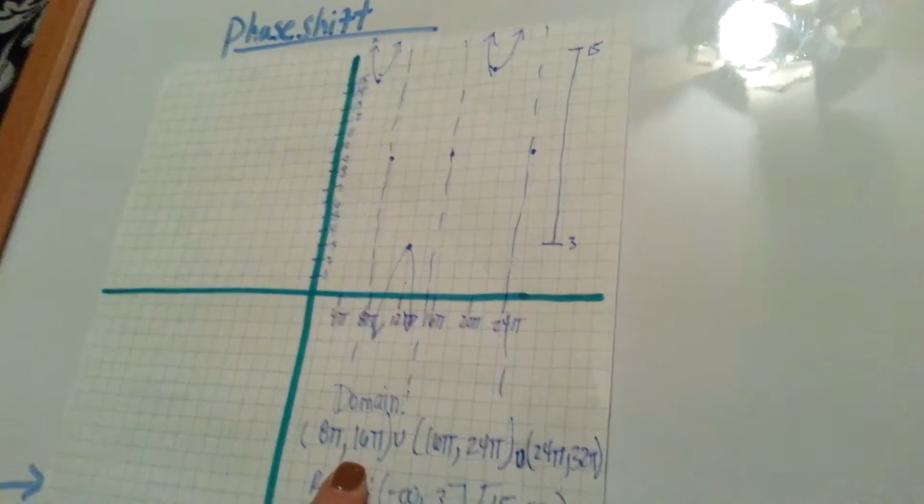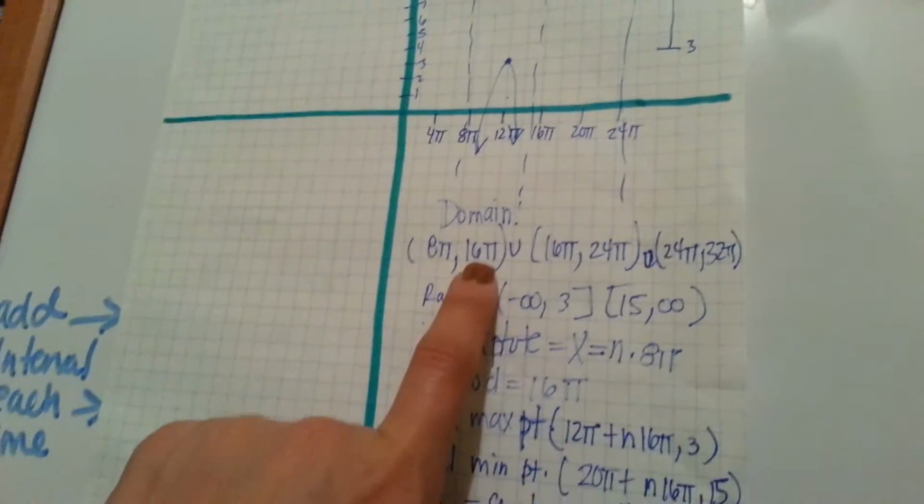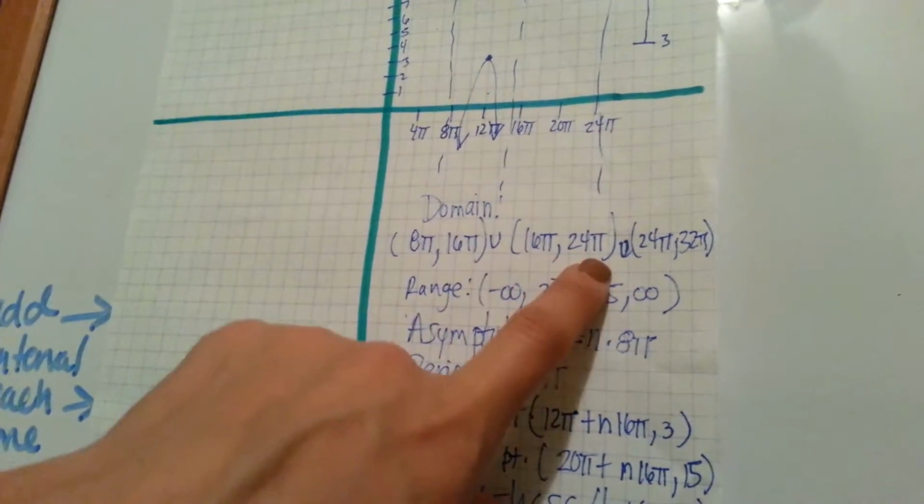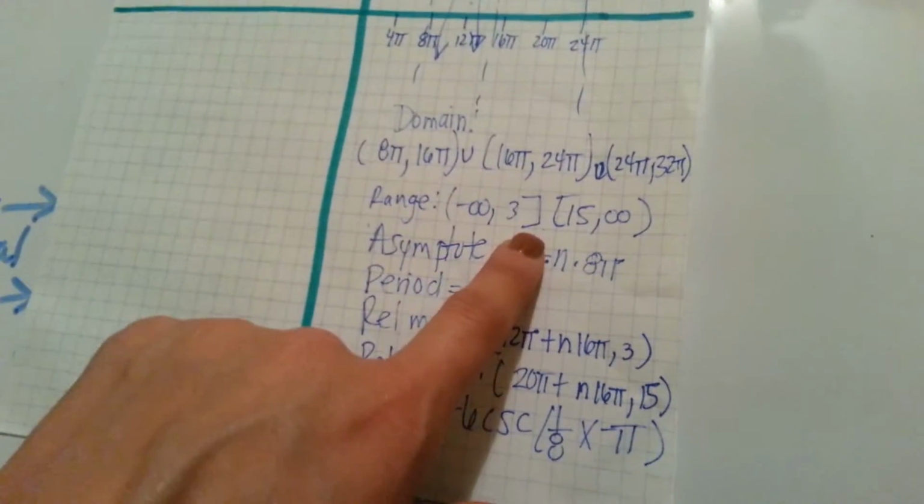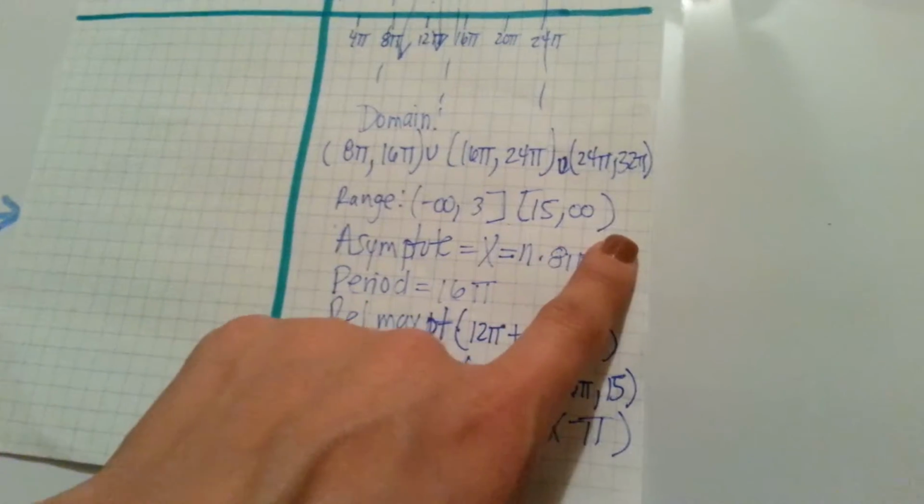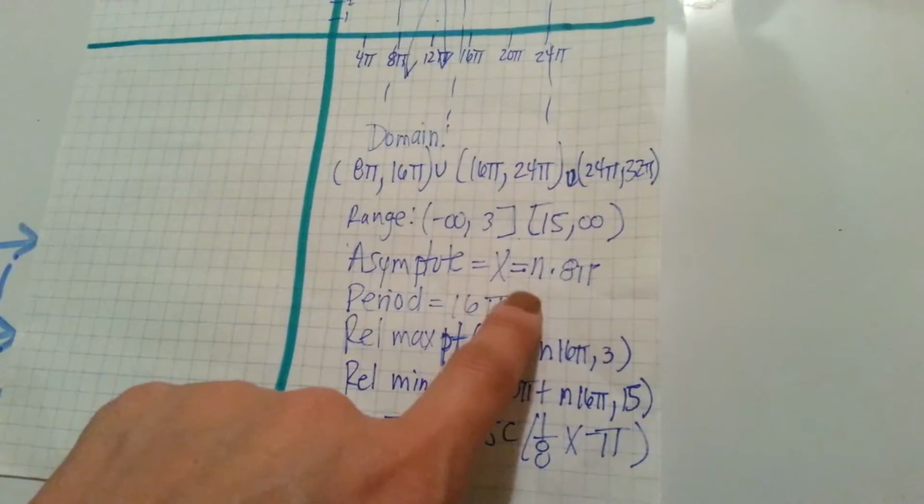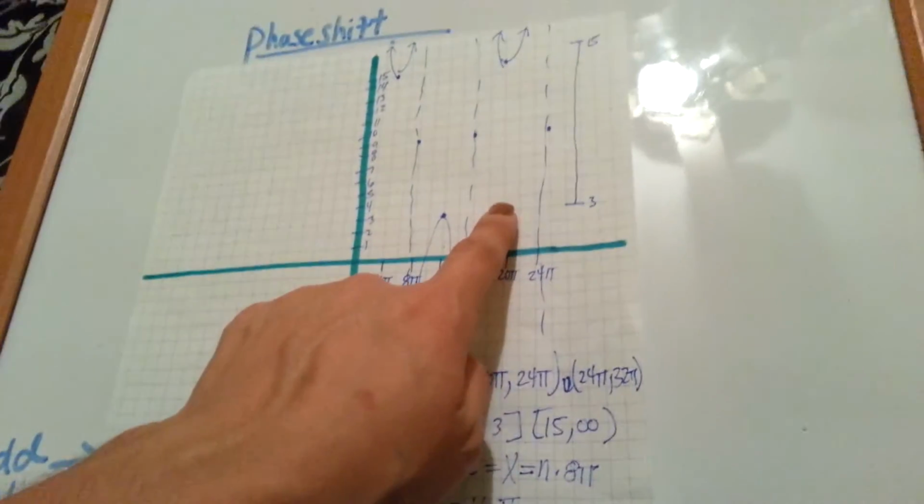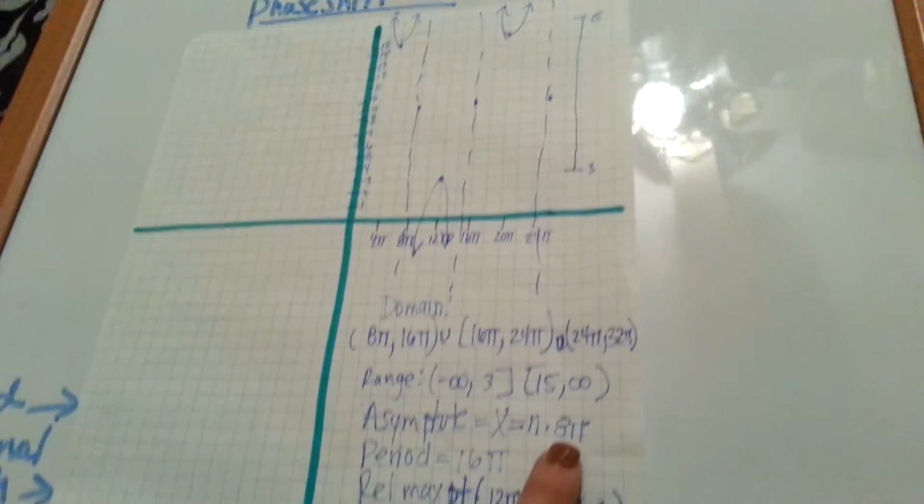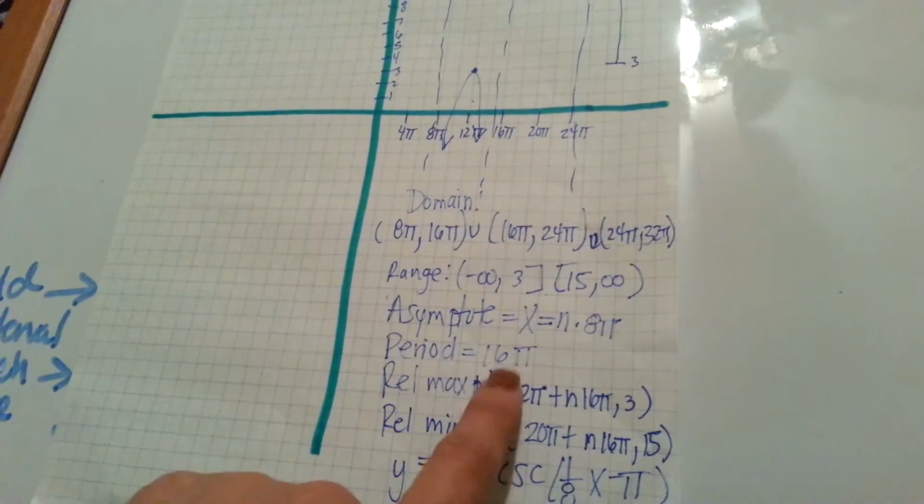And then our domain in this case is 8 pi to 16 pi, 16 pi to 24 pi, 24 pi to 32 pi. Our range is from negative infinity to 3, and then 15 to infinity. Our asymptote is x equals 8 pi plus n times its period, but since it's an asymptote and we have 2 curves in a period, we're going to divide by half. Our period is 16 pi.